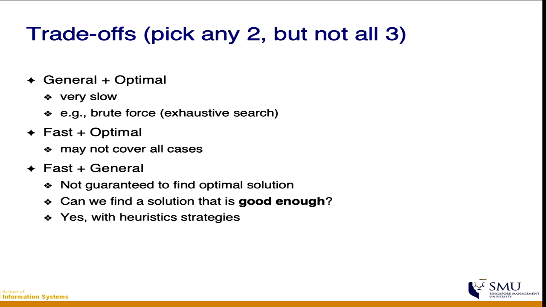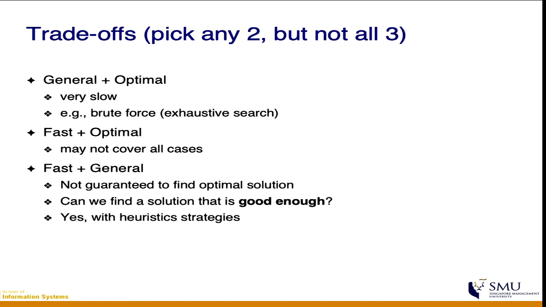In that case, it's going to be fast and it's going to be optimal, but it doesn't cover all the possible cases. So most of the time, the trade-off that we consider acceptable is to do it fast and in a general way. That means I don't need to make any assumption about my problem, and I can solve it fast. Which means the trade-off I'm taking is to sacrifice optimality.